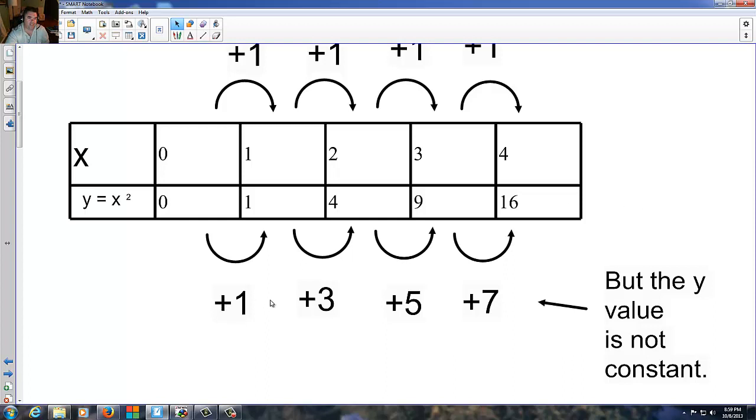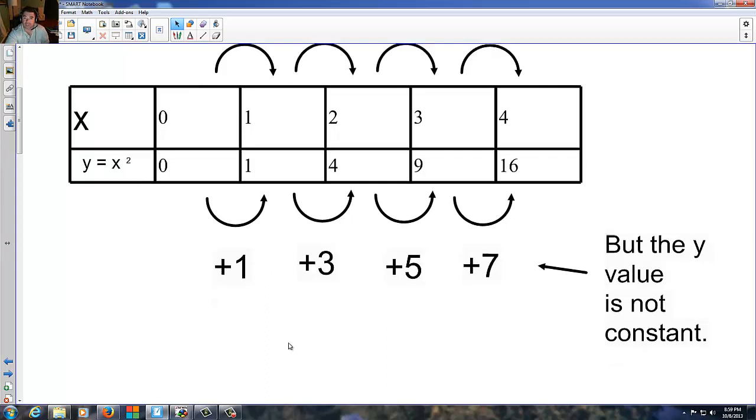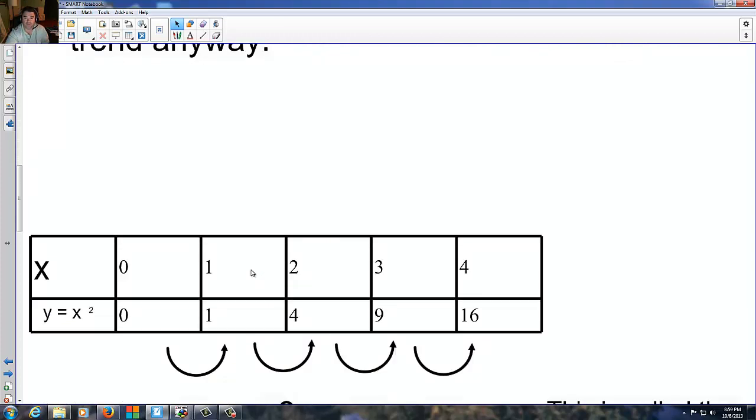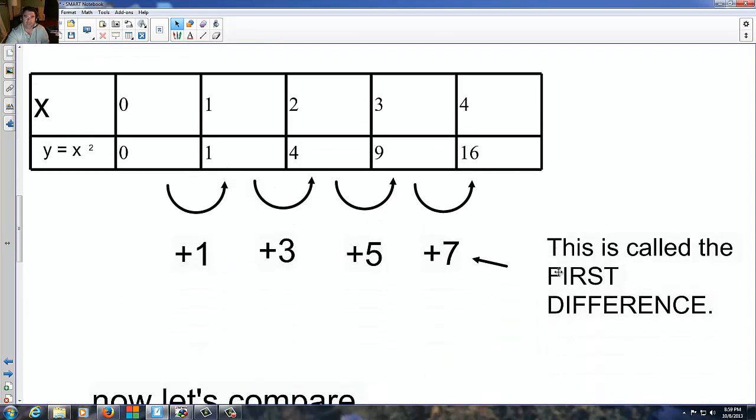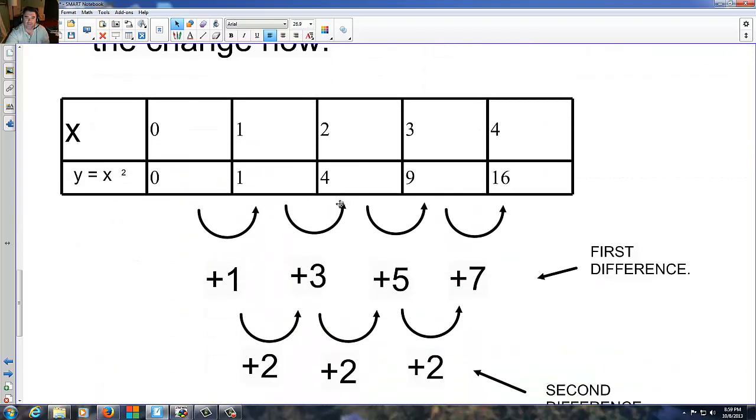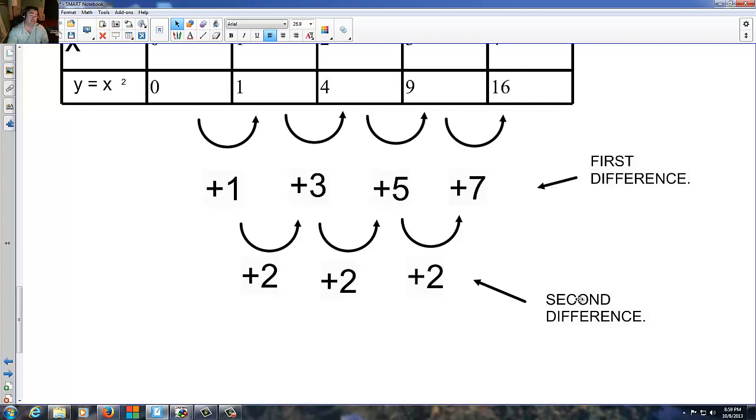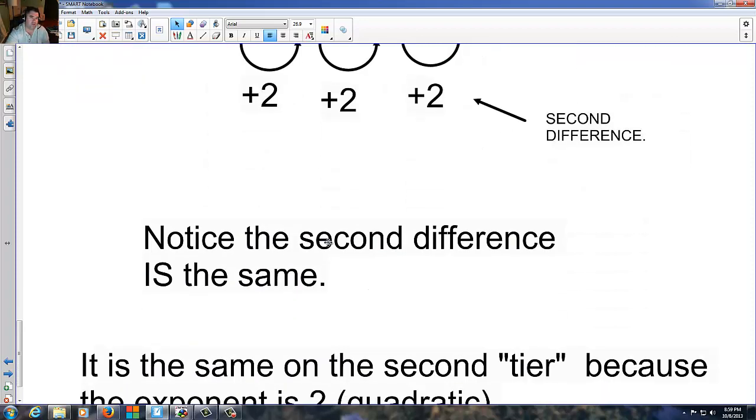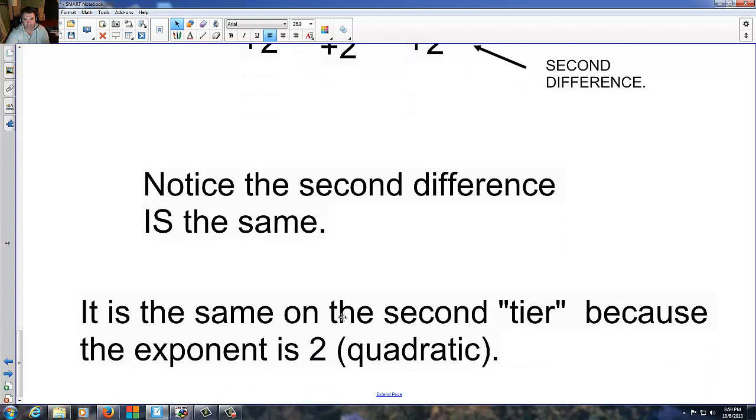What you have is, yes, these are all different, but let's notice the increase in each one. There is a trend. Yeah, 1, 3, 5, and 7, which is called the first difference, which is how you check for a straight line or linear equation. But if we check the difference between 1, 3, 5, and 7, you will notice that we're increasing by 2 every time. Now that's called the second difference, and the second difference is x squared. So actually we are increasing by 2 every time, so we do see an increase, so that's okay. Notice the second difference is the same. Is it the same on the second tier? It is the same on the second tier because the exponent is 2, thus quadratic.